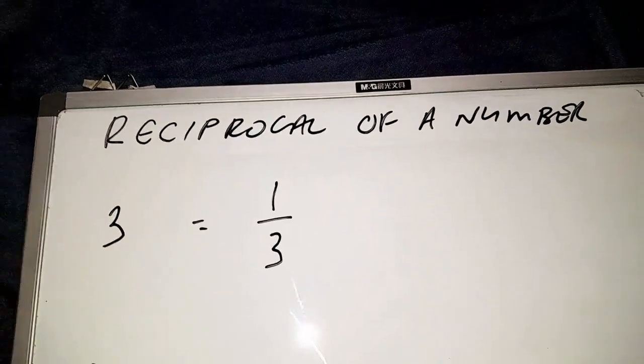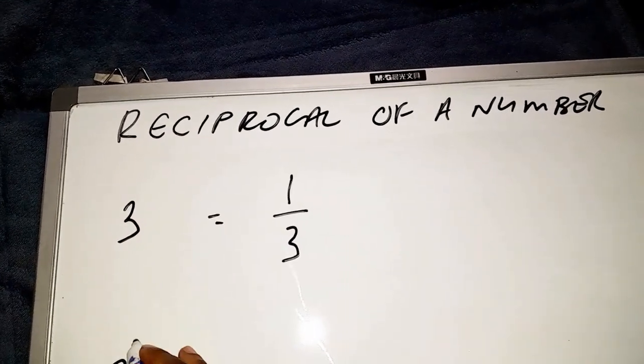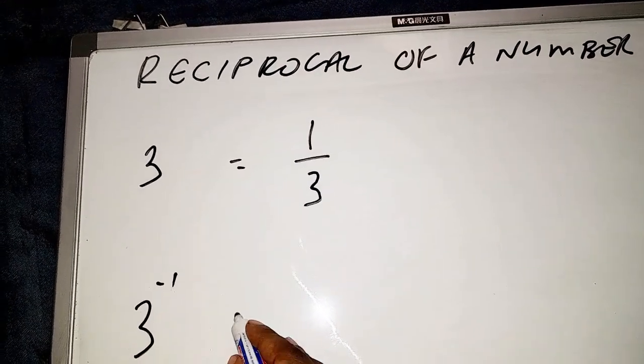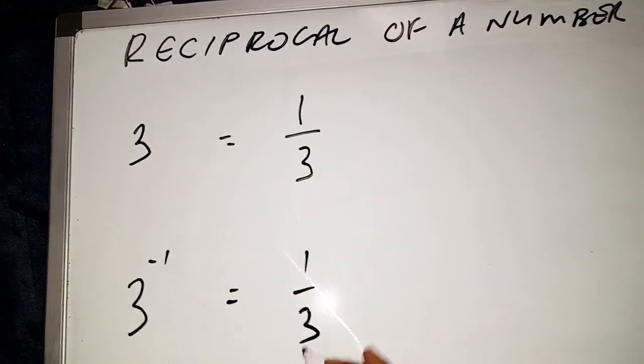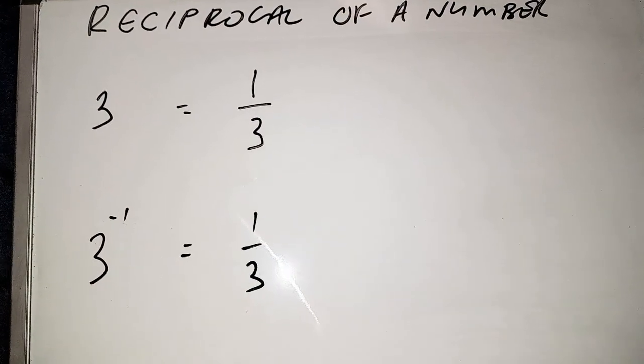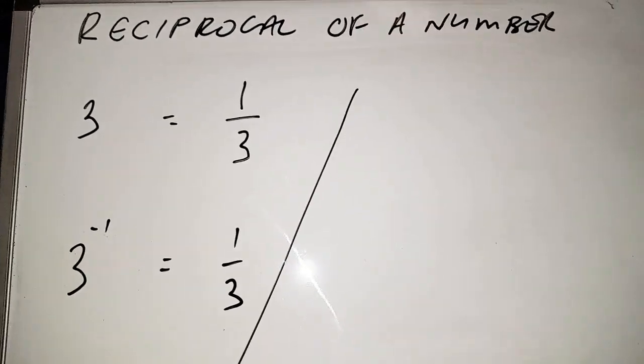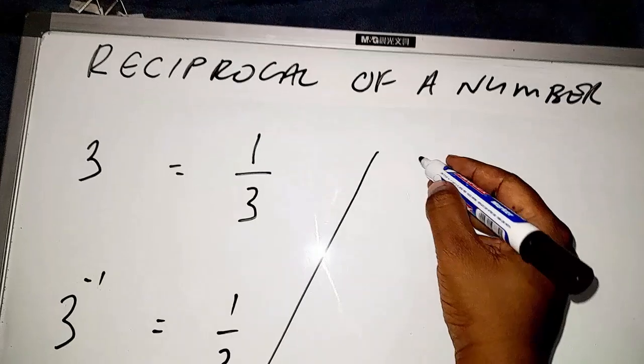Sometimes the reciprocal of a number can also be given like this. This may mean inverse of 3, or this can also mean reciprocal, and hence this can be written like this. In another situation, it may not always be the reciprocal of a whole number. It means that we can even have a fraction.